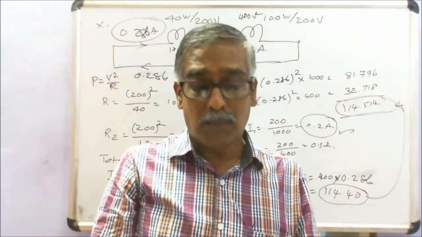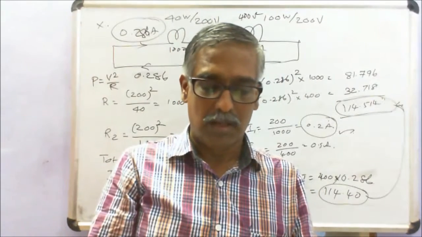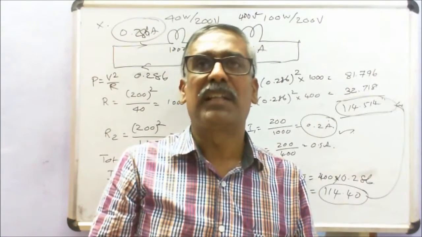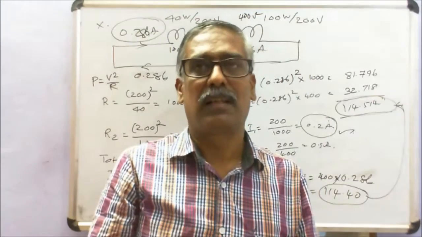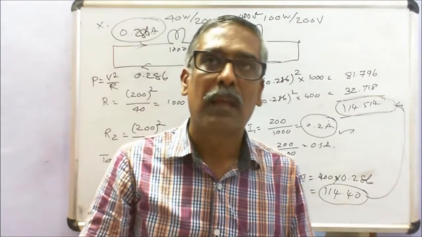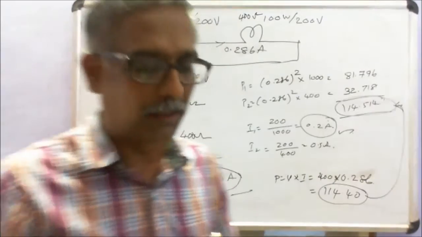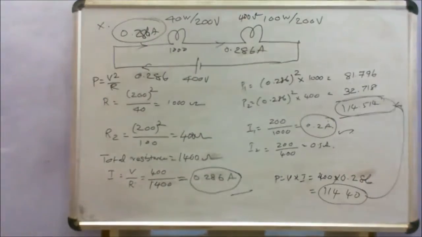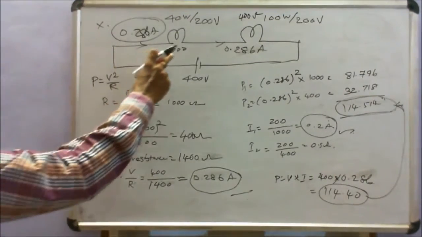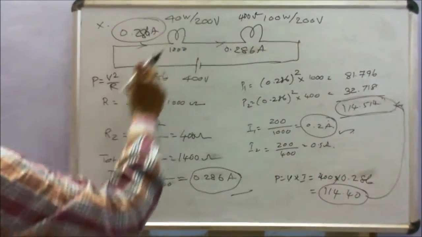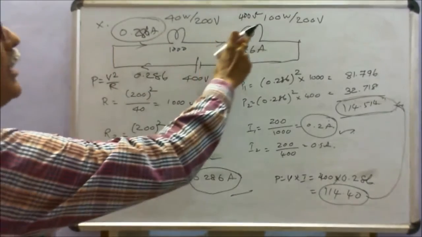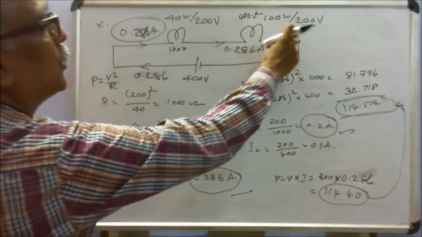What will be the power consumed by each lamp? Whether such a combination works, which bulb will be affected? That is the question. First we have to understand the question. One bulb rating is given as 40 watts, 200 volts. Its operating voltage is 200. Similarly, this is 100 watts, 200 volts.